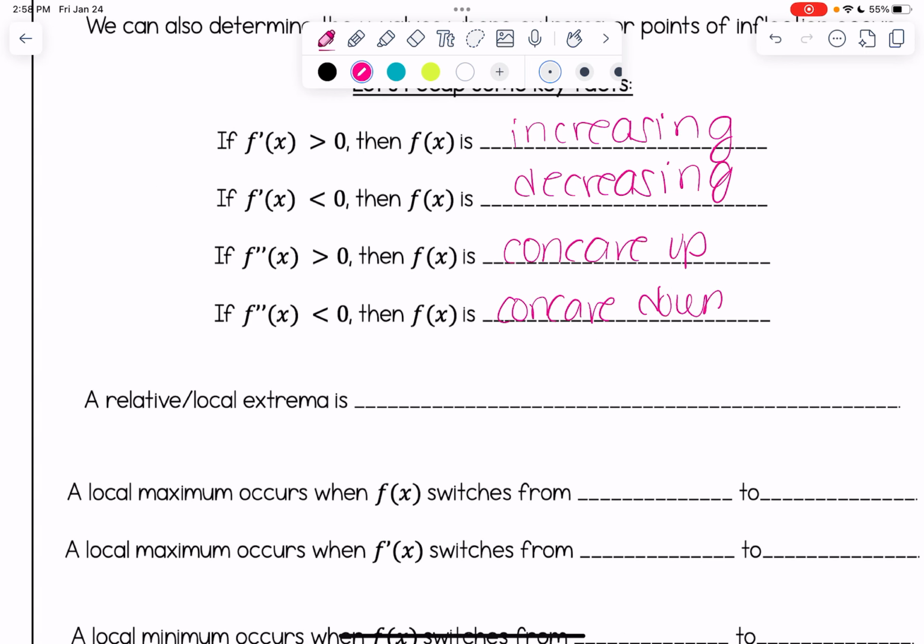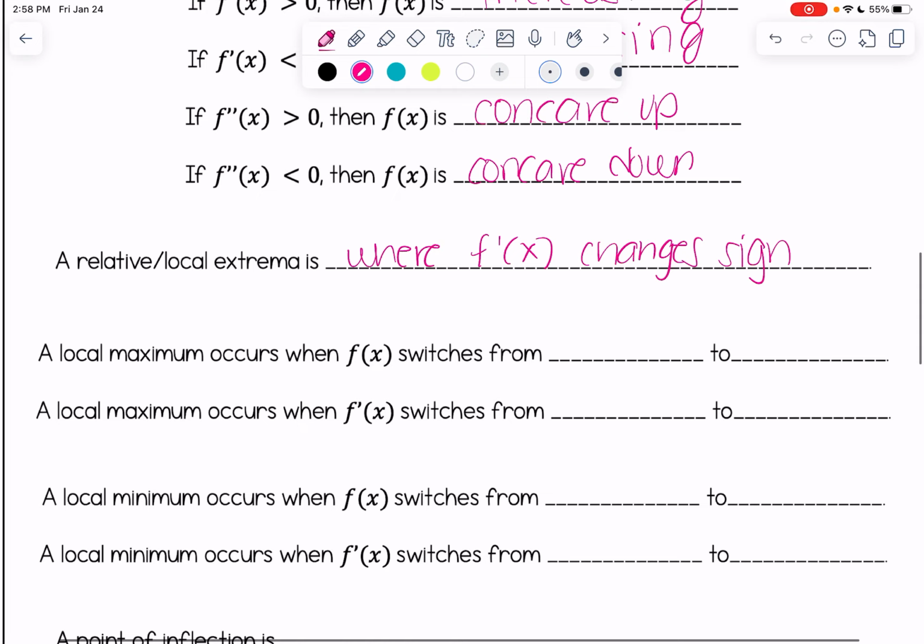A relative or local extrema is where f of x or f prime of x changes sign. So it could be where f of x changes from increasing to decreasing, but also where f prime of x changes from positive to negative, or it could be vice versa of all that, so negative to positive. A maximum occurs when f of x switches from increasing to decreasing. A local max occurs when the derivative switches from positive to negative.